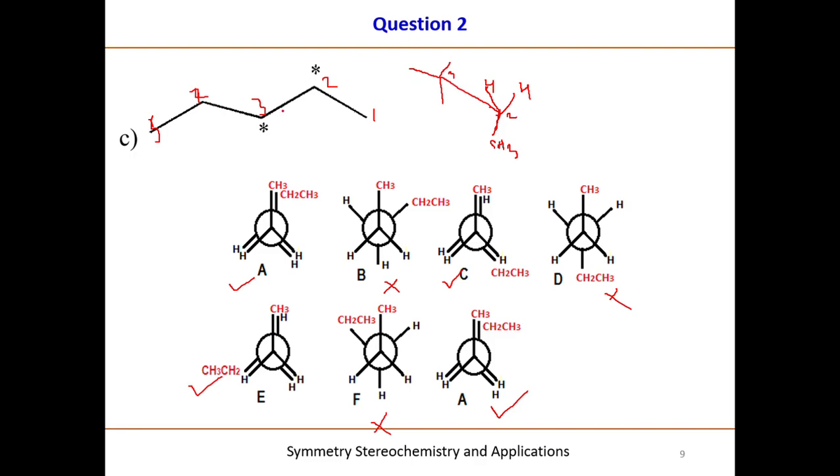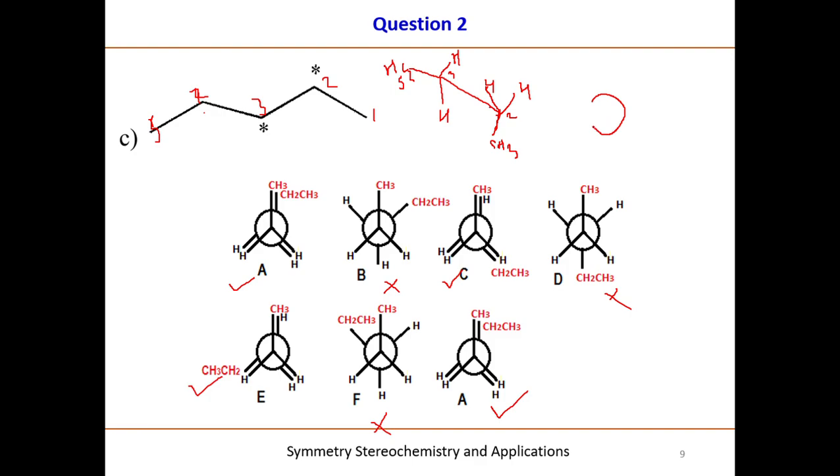Here, on the upside, one group is ethyl, because there are 2 carbons, 1, 2, apart from this star carbon. That means an ethyl group is present, so we will write ethyl on the right side. I am writing C2H5. The other two atoms are hydrogen again. Now draw it in Newman.